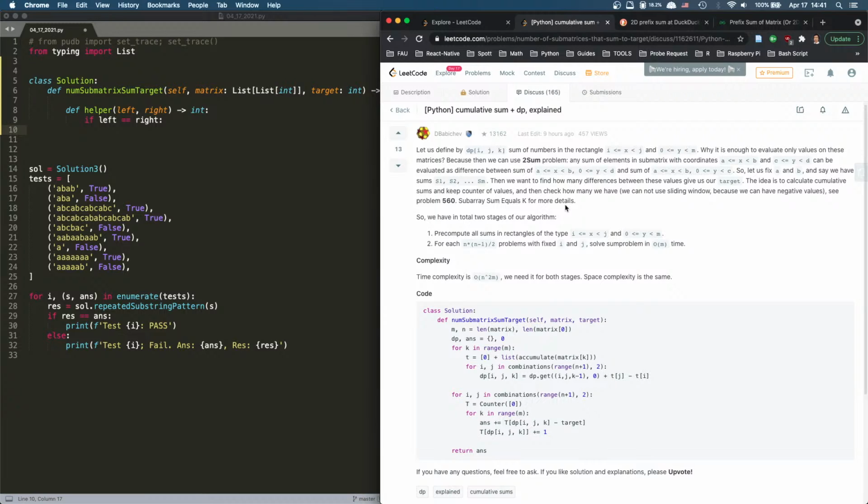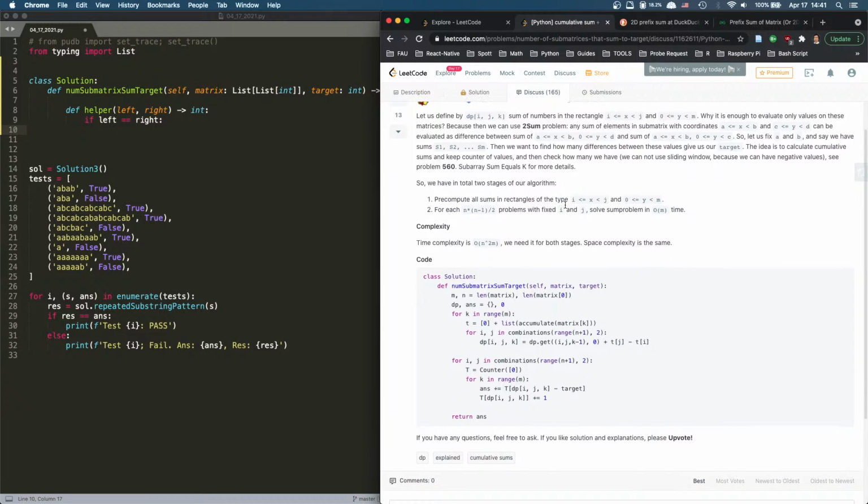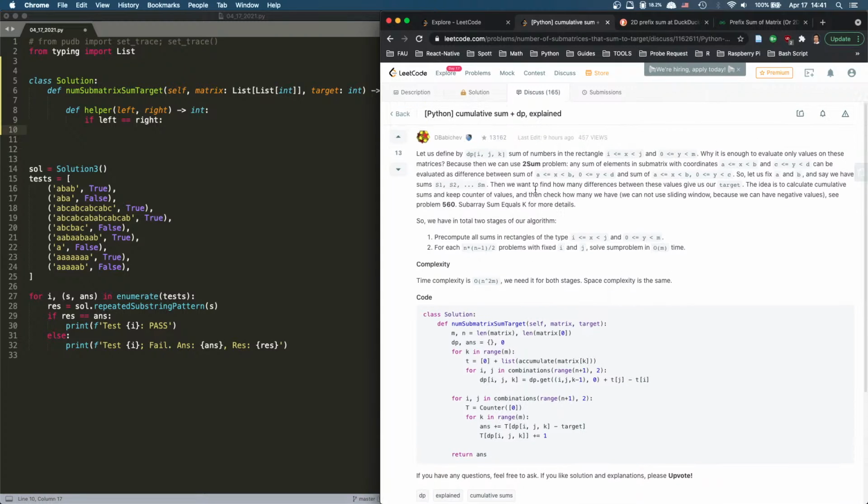I still don't understand. Oh my god. Still don't understand what you're talking about. Sum of numbers of rectangles, I to j. What's I and what's j? I is rows, j is column.